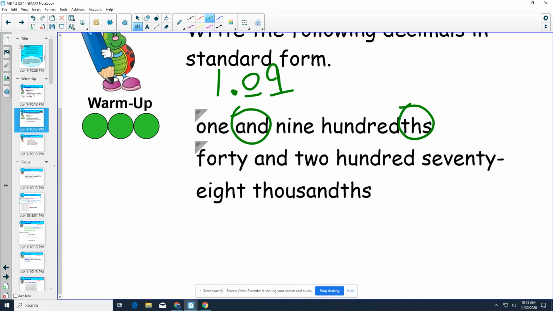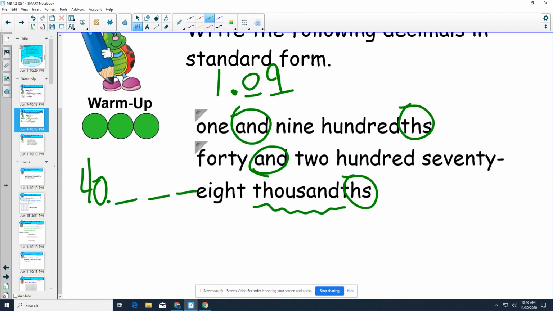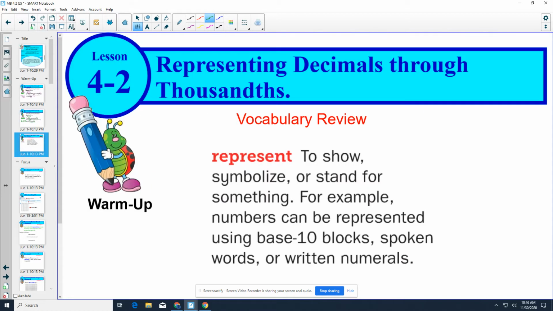Then I have 40 and, again I see "and" and then I see THS, which tells me to the right of decimal. So I write 40 and a decimal, and then I see 278 thousandths. So this one's a little different. It goes to the thousands place. So I like to mark my spots ahead of time. So tenths, hundredths, thousandths, and I see 278. So I get 40 and 278 thousandths.